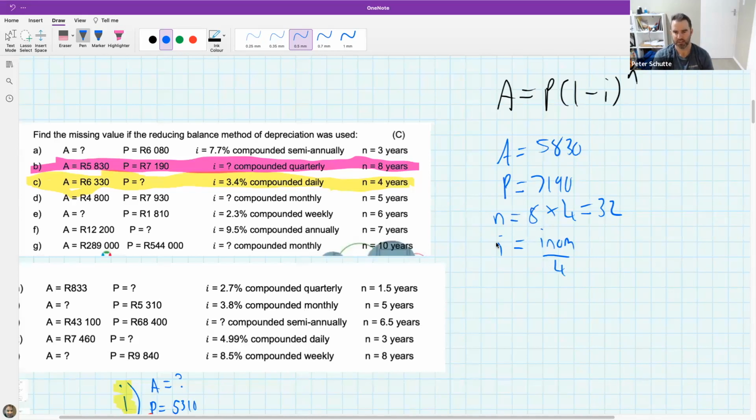Have a look at what I've done for my depreciation rate. I've said i nom divided by 4. Give me a thumbs up if you understand why I took the interest rate, or the depreciation rate I'm looking for, and divided it by 4. Give me a thumbs up if you understand why I did that.